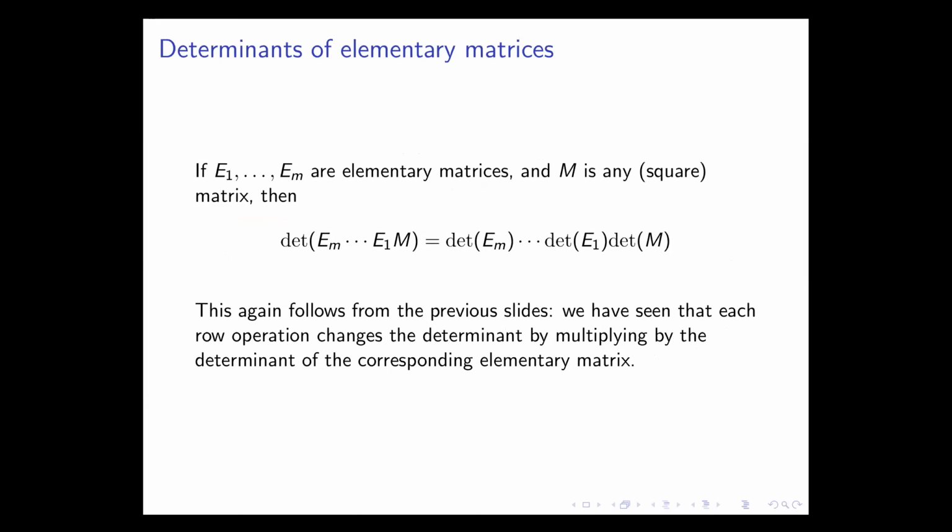In other words, it's another way to say the information on the previous slide. To calculate the determinant, you need to keep track of all these row operations, and if you multiply by some scalar, you need to reproduce it in the determinant.